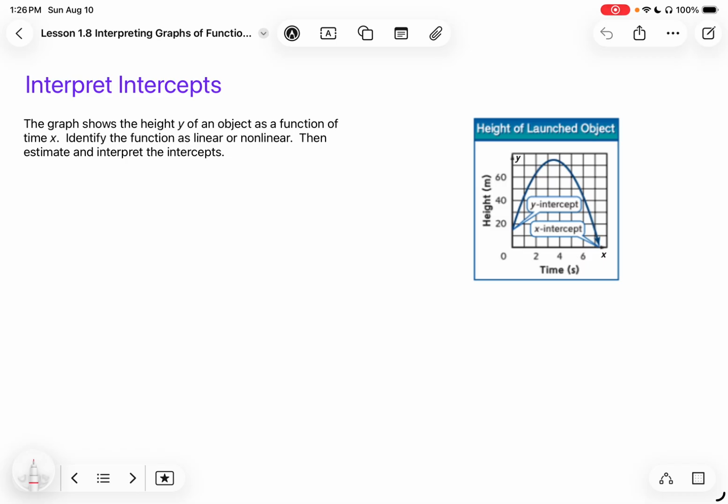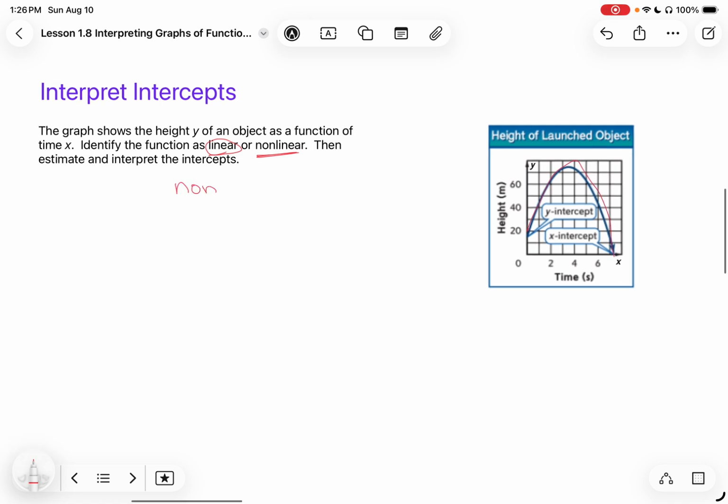That's really easy to do because linear means it's a line and nonlinear means it's not a line. It's pretty obvious when we look at this that it is not a line because it curves, it goes up and then it goes back down. So we would say that this is nonlinear, and the reason why is the graph is a curve, not a line.